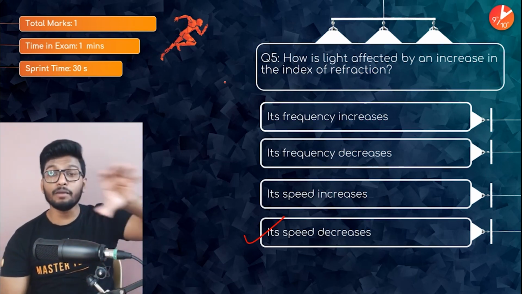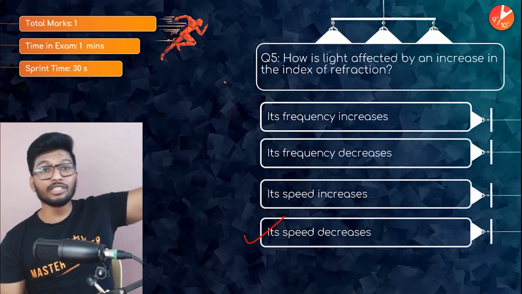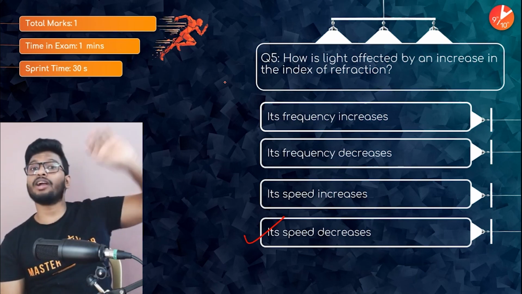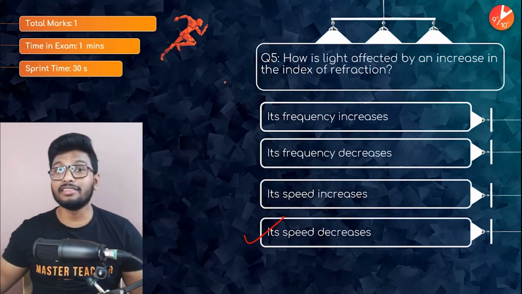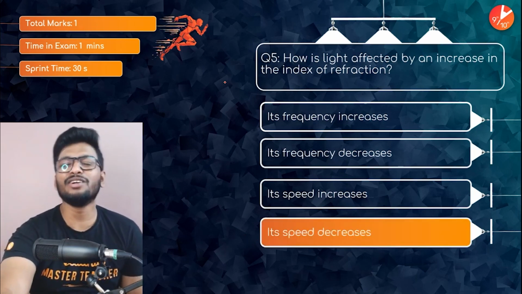Frequency does not depend on the medium that it's traveling in. It only depends on the source of the light. If I'm using a bulb, the bulb's frequency is what I'm taking, not the medium that the light is traveling in. All right. So the answer would be option number D, which means that the speed is going to decrease.